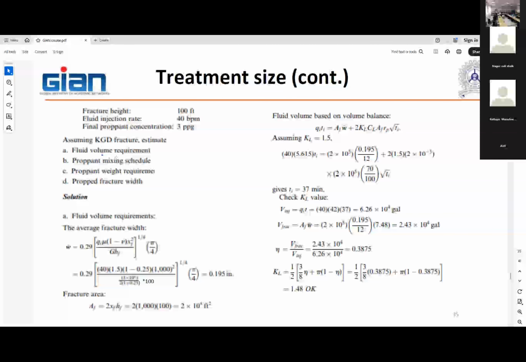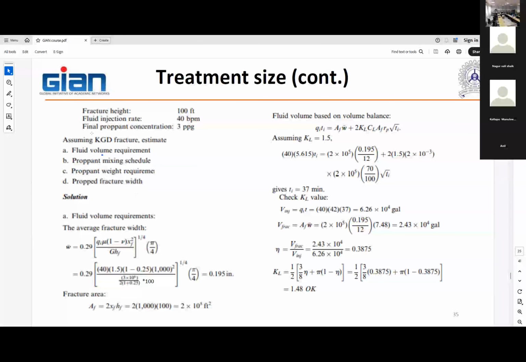So how will you keep increasing the propellant concentration from time to time? That is the propellant mixing schedule. Then the propellant weight requirement and the propped fracture width. This is important because this is what determines the fracture permeability. So this is what will produce your oil and gas later. So all of these things we need to design.